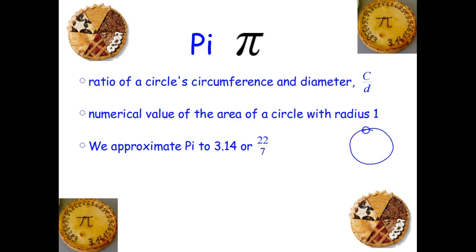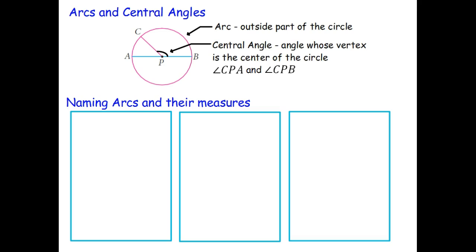So if you have any circle and the radius of that circle is 1, then we know that the area is going to be pi times radius squared. 1 squared is 1. Pi times 1 is pi. So the area of any circle whose radius is 1 is automatically going to be pi. And the way that they approximate pi is by taking 22 divided by 7, which ends up being approximately 3.14.